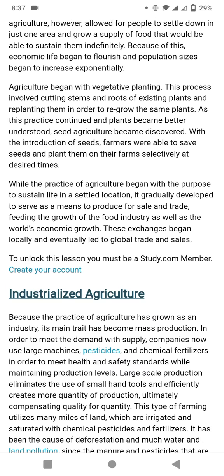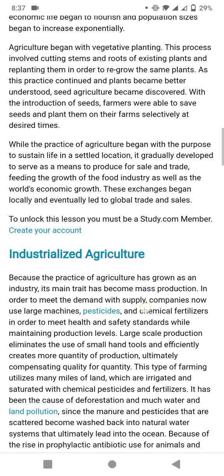Agriculture began with vegetative planting. This process includes cultivating stem and root cuttings from existing plants and replanting them in order to regrow plants.